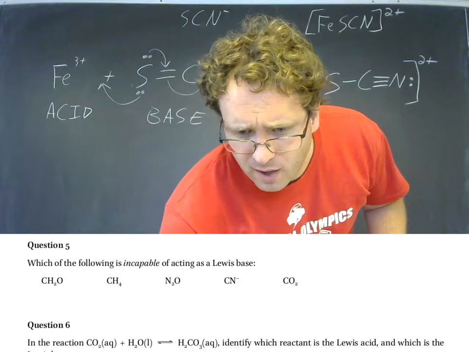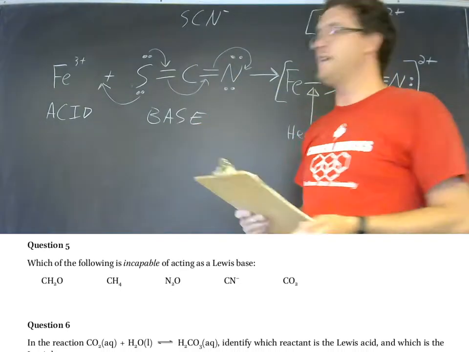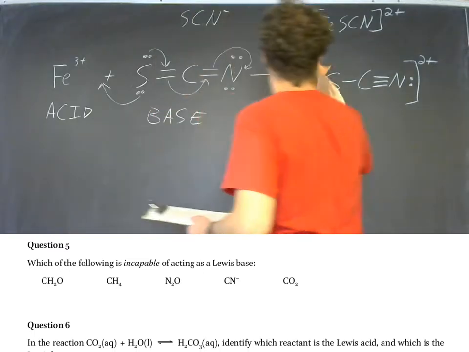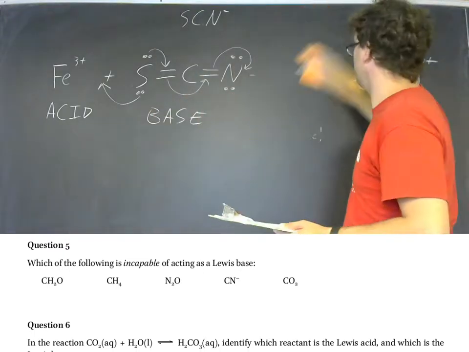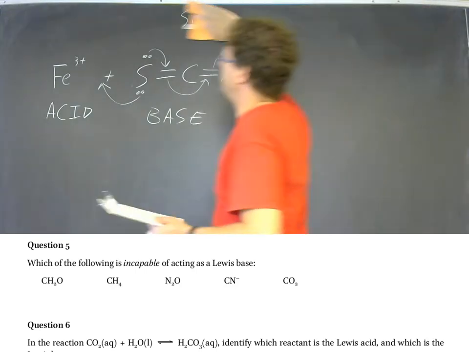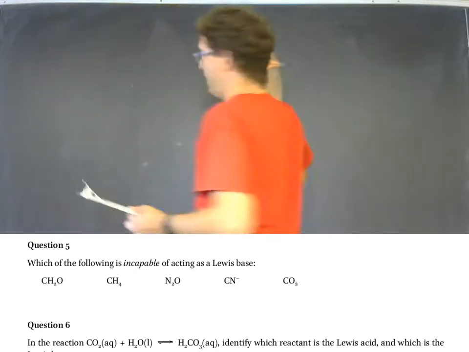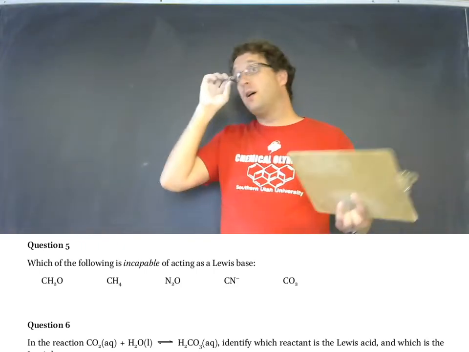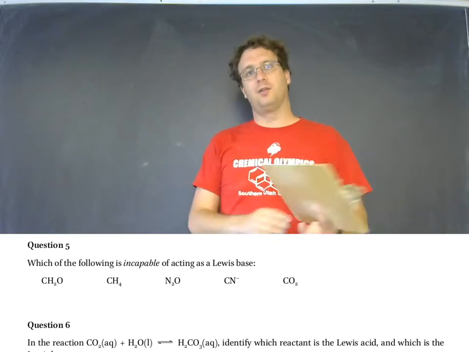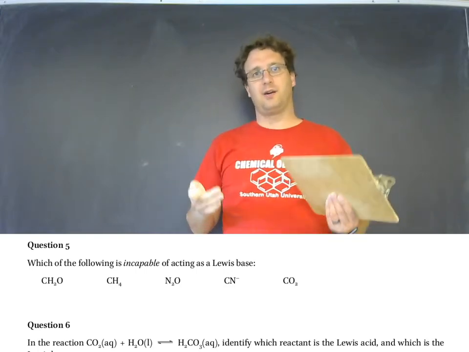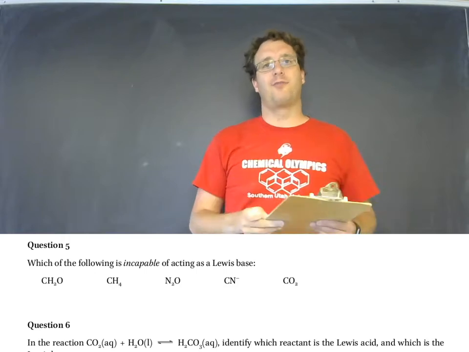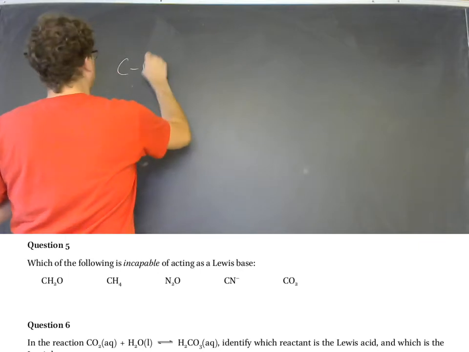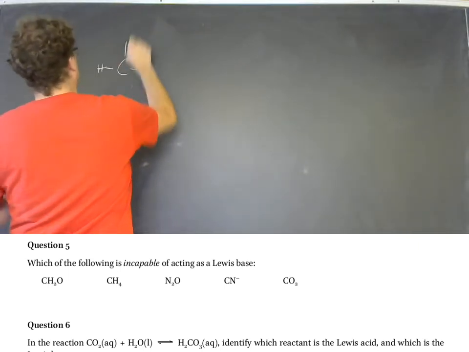Moving on, which of these following is incapable of acting as a Lewis base? Now, some of them are more commonly seen acting as Lewis bases. The only real clue you have is that a Lewis base is an electron donor. And so, at a very minimum, in order to act as a Lewis base, a compound or ion must have free electron pairs. So we'll draw Lewis structures, CH2O, H, double bond O with lone pairs.